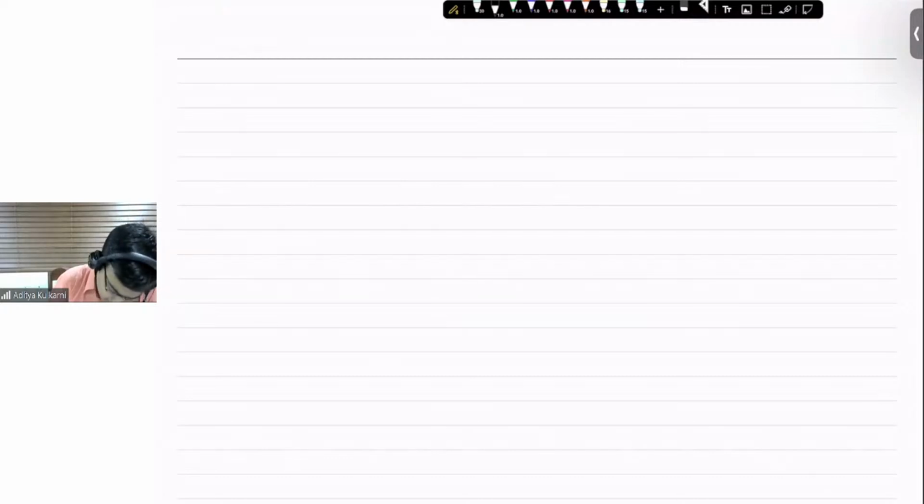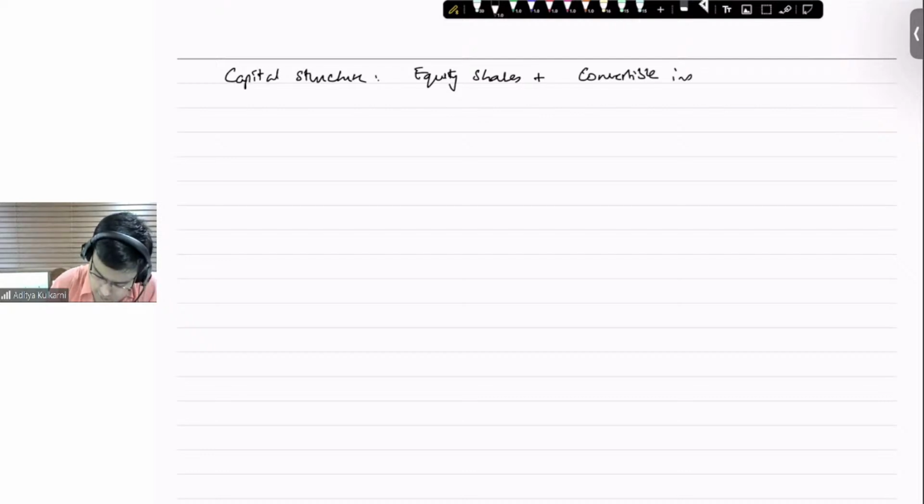Okay, see, my capital structure could be having equity shares plus convertible instruments. For instance, convertible debentures, convertible preference shares, etc. Okay, so what do you mean by diluted EPS?